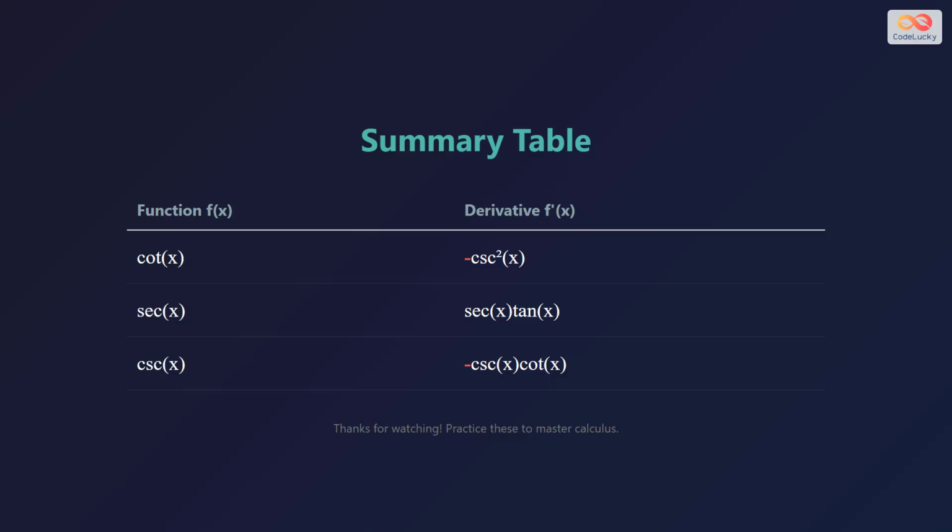Here is the summary of what we derived today. The derivative of cotangent x is negative cosecant squared x. The derivative of secant x is secant x tangent x, and the derivative of cosecant x is negative cosecant x cotangent x. Pause the video here if you need to copy these down.